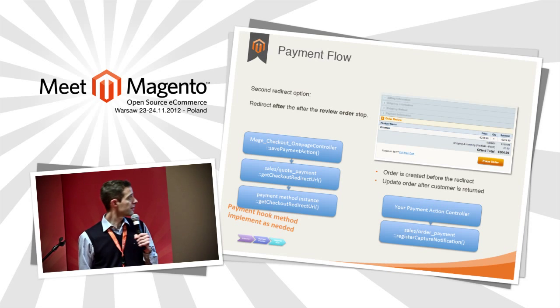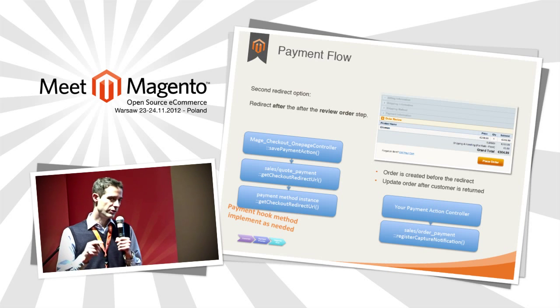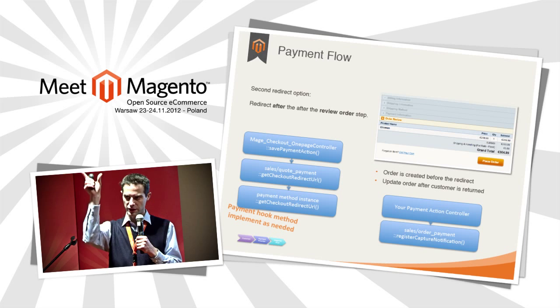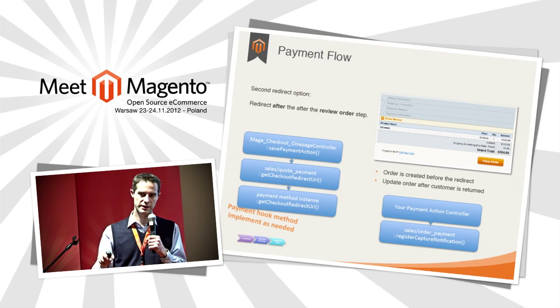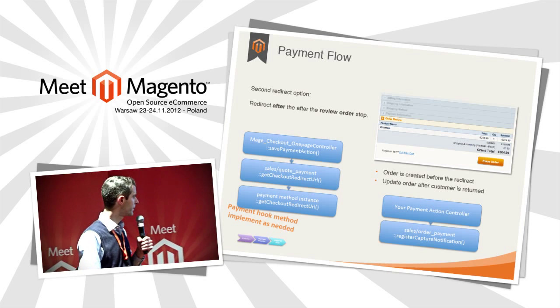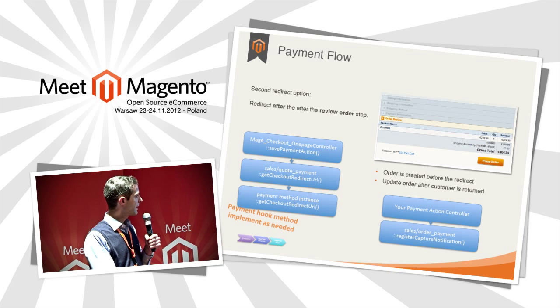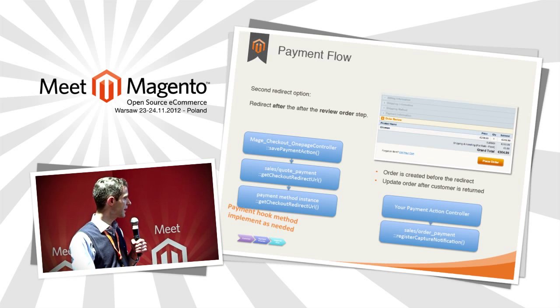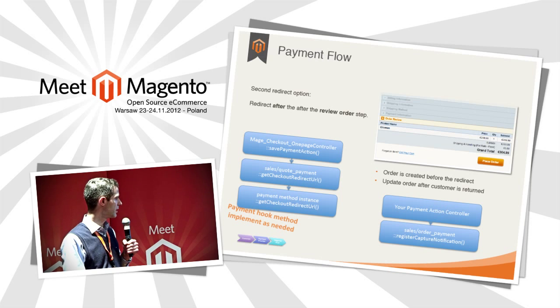The second option is you redirect the customer after the review step. So he goes through all the one-page checkout, and finally he clicks submit order, and then you redirect him. And that's basically all you have to do, you just implement get checkout redirect URL.